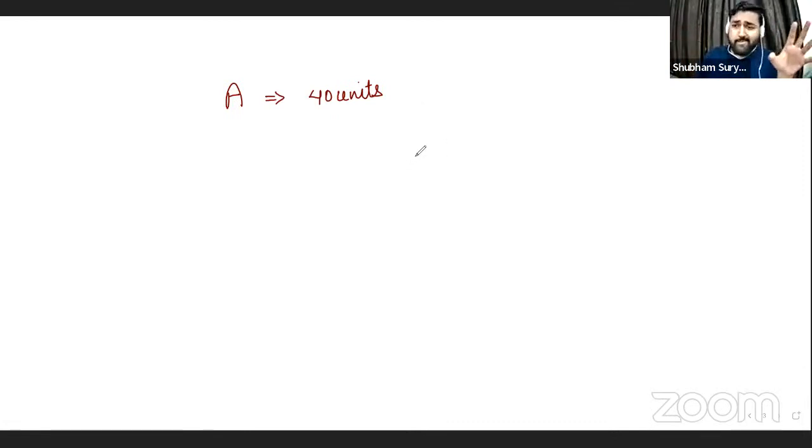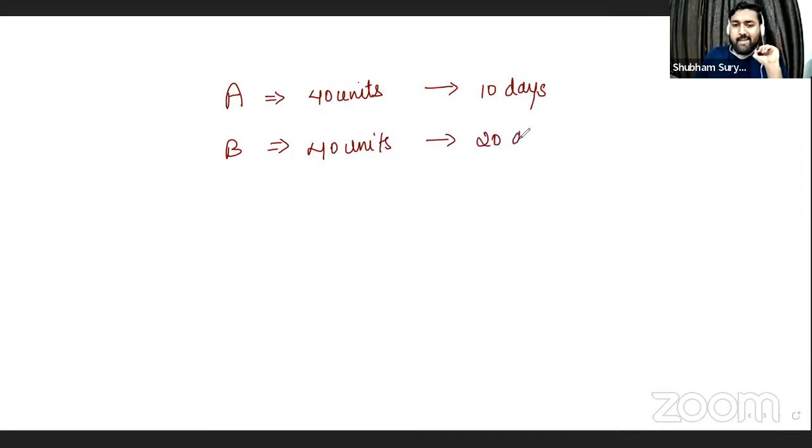Okay. The person A is there who is doing 40 units of a certain work, and he requires exactly 10 days to complete that particular work. Now there's a person B who can also complete the same amount of work. So same amount of work, it means 40 units of work, and the person requires exactly 20 days to complete this 40 units of work.